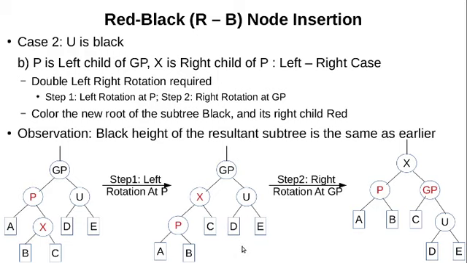We take a pause here and observe this tree carefully. We find that this tree is similar to the left-left case discussed in the previous slide with P and X interchanged. Hence, as discussed earlier, a right rotation at GP with appropriate recoloring will be able to restore all the red-black tree properties. Now let's discuss the step 2, that is the right rotation at GP.